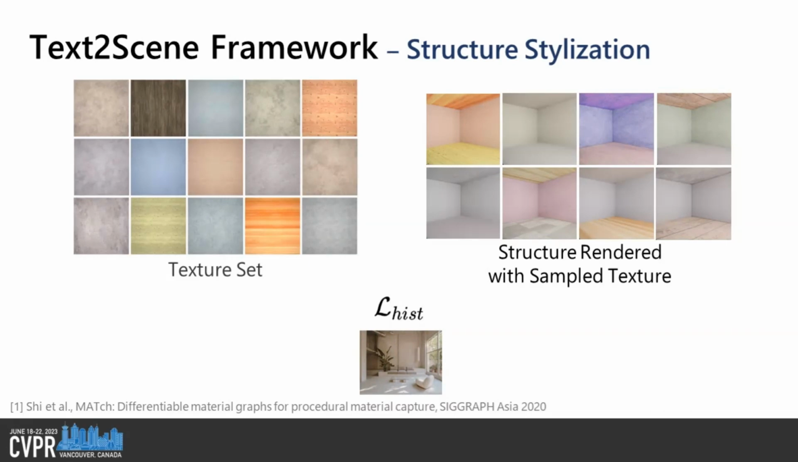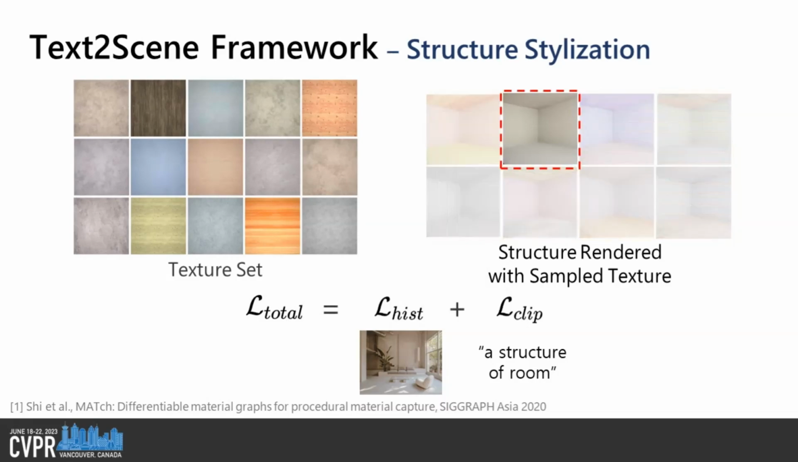The CLIP similarity loss uses the text prompt, a structure of a room, to provide the context of the texture combination. Basically, we minimize the distance between the text prompt and the rendered image in the joint text image embedding space of CLIP. Then we select the texture combination that achieves the lowest score on the combined loss.